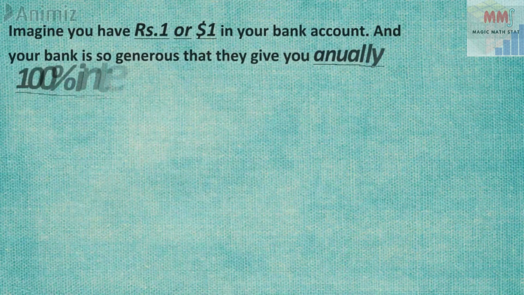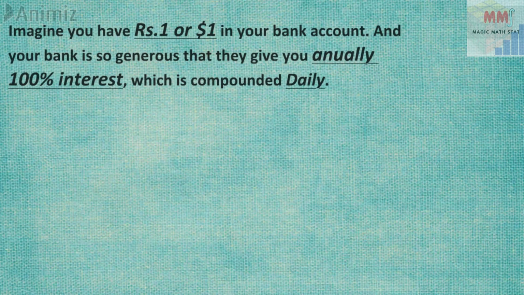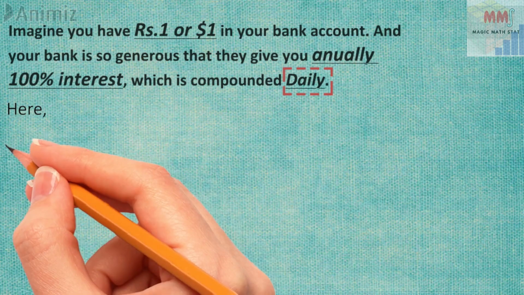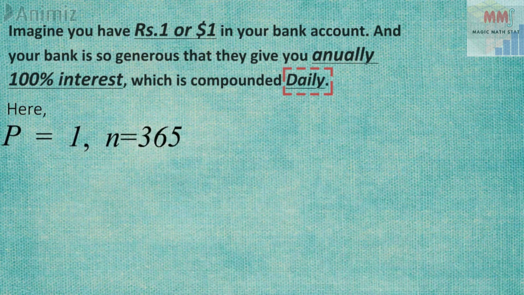Well, now I will modify the story even further. See what happens. The initial amount stays same, the annual interest stays same, which is 100%, but now the interest is compounded daily. So in 1 year we can find 365 days and here one time period is made of 1 day. So in a year we get 365 time periods. So n equals to 365, p stays same, which is p equals to 1.